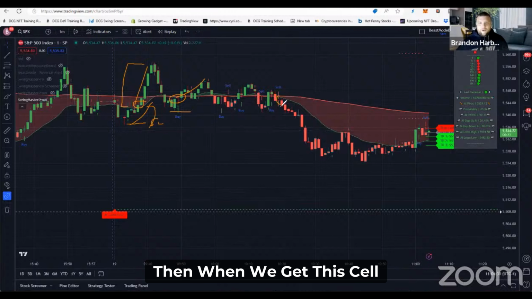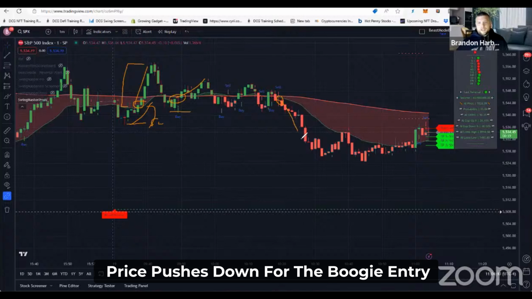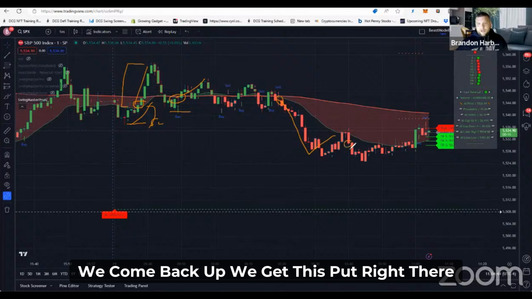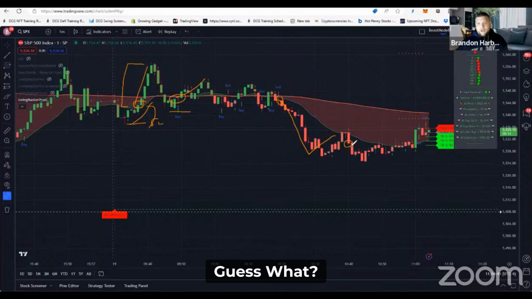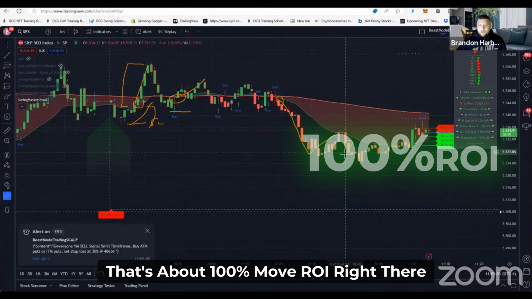Then when we get this sell, there's a short, price pushes down. For the boogie entry, we come back up. We get this put right there. Guess what? This doesn't look like much, but think about it. 55.30 to 55.24. That's 6 points of movement in your favor. If you risk $200, that's about 100% ROI right there. You know what I'm saying?